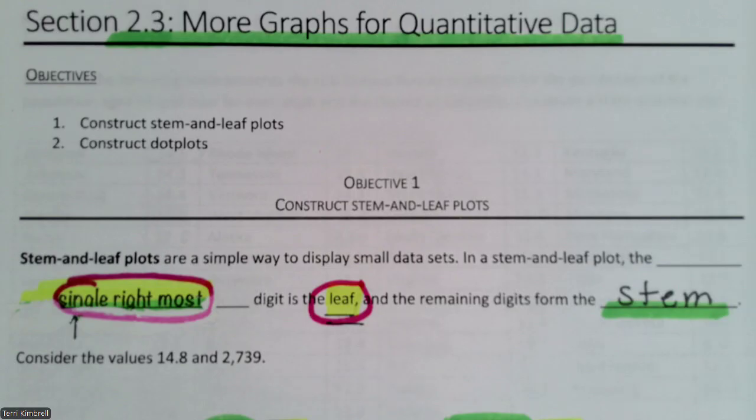Hello, class. Today we will be covering the last section for the Unit 1 test. Section 2.3 deals with other graphs in displaying quantitative data. So one of the graphs we're going to take a look at here is a stem and leaf plot.